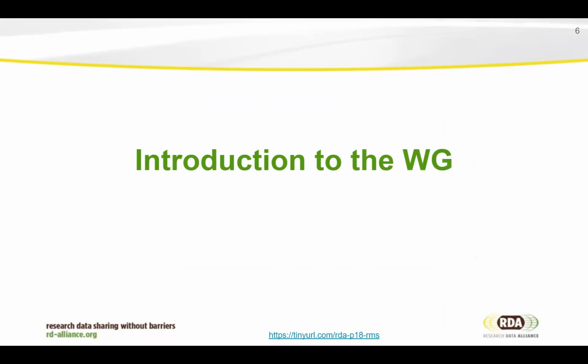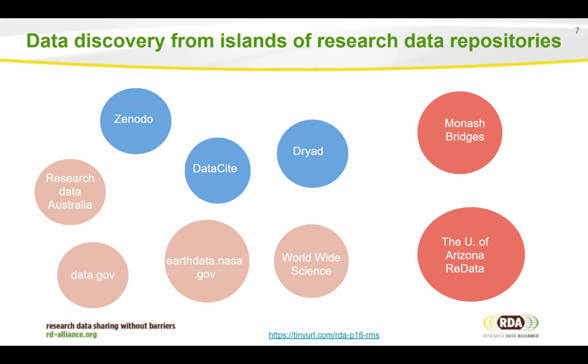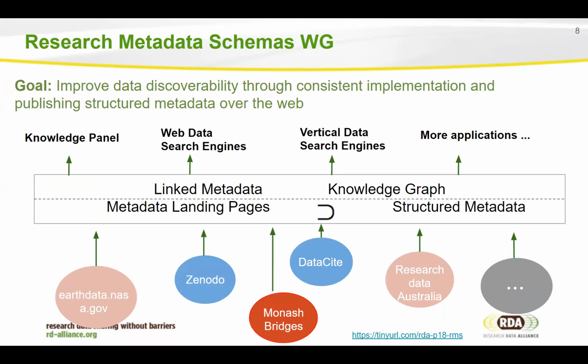So let's start with the introduction to the working group. Our working group is the Research Metadata Schemas, and we were motivated to create this working group because in the data discovery paradigms interest group, we saw that we had data providers and data aggregators that not necessarily knew how to talk to each other. So we wanted to make it easier for them to work on some common standards so they can interact better. And this is what we are seeing here.